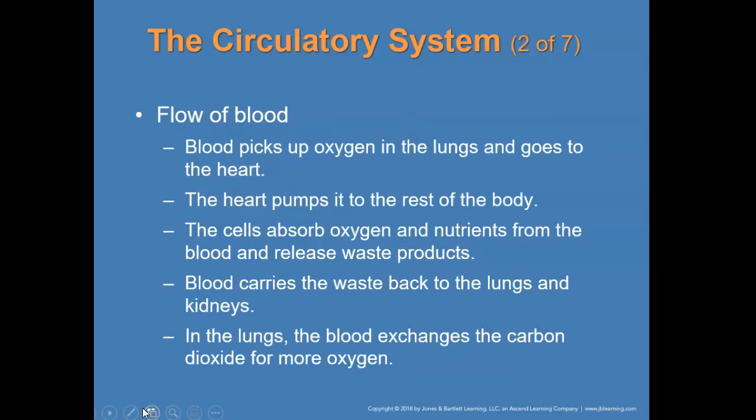The flow of blood picks up oxygen in the lungs and goes to the heart. The heart pumps it to the rest of the body. The cell absorbs oxygen and nutrients from the blood and releases waste products. Blood carries the waste back to the lungs and kidneys. In the lungs, the blood exchanges the carbon dioxide for more oxygen.